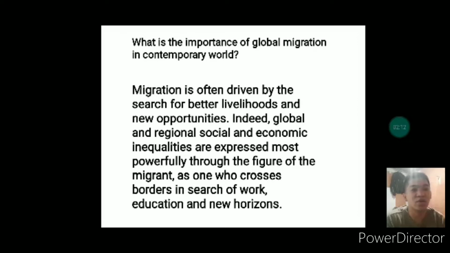Migration can improve livelihoods, and it also expresses global or regional social and economic inequalities, most powerfully through the figure of the migrant, who crosses borders in search of work, education, and new horizons. So once you cross the borders, you will search for work, education, or new horizons in the world.